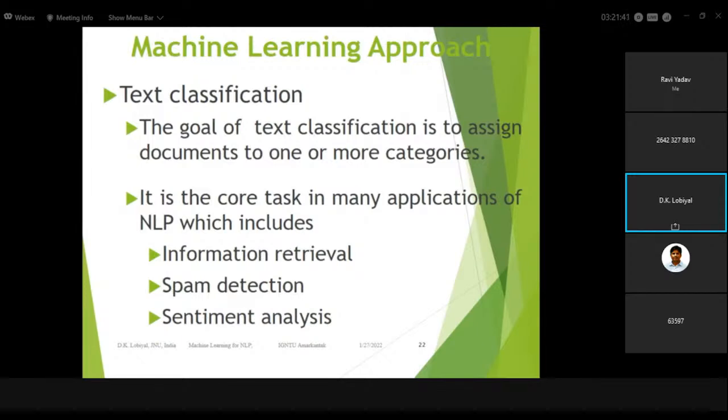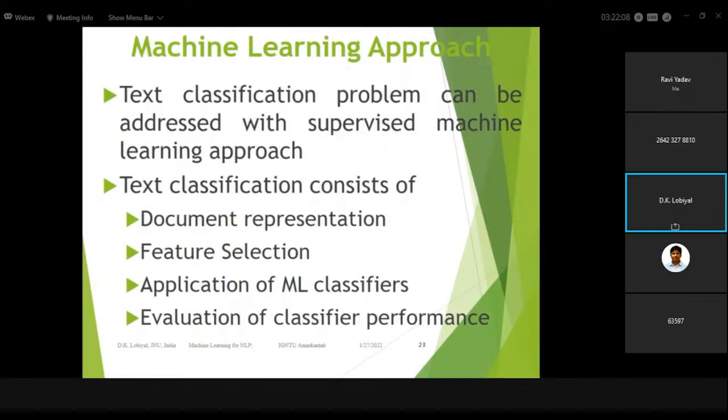Second level of classification is, even if I find out a relevant document, what is relevant for you and what is not relevant. Not everything within a relevant document is relevant for you. So again, you apply certain classification to find out which text within a document is relevant for you and which text is not relevant for you. So therefore, in a text classification problem, we can apply a supervised machine learning approach.